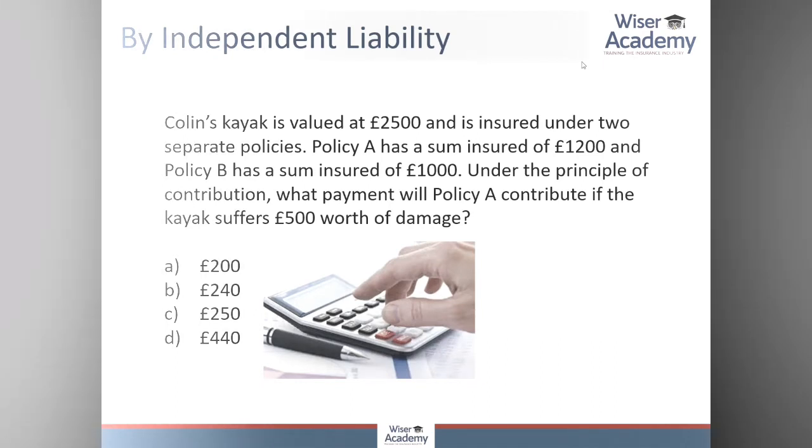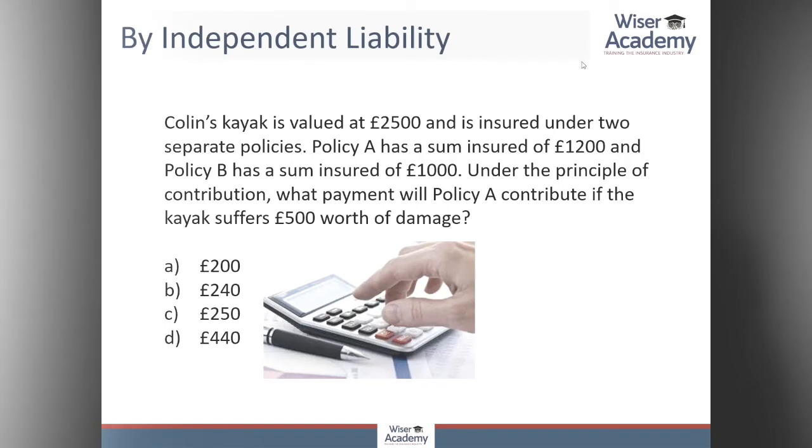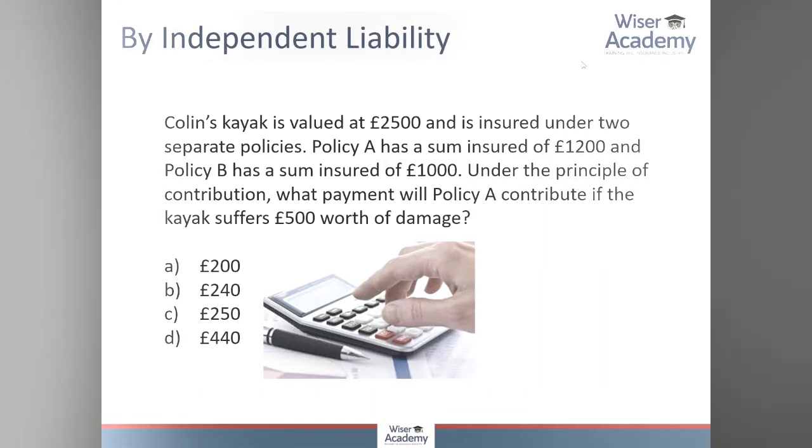So Colin's kayak is valued at £2,500 and is insured under two separate policies. Policy A has a sum insured of £1,200 and policy B has a sums insured of £1,000. So unfortunately, we can see here that we've got some goods that are valued at £2,500, but only £2,200 worth of insurance. So without looking any further, is Colin's claim going to get paid in full?